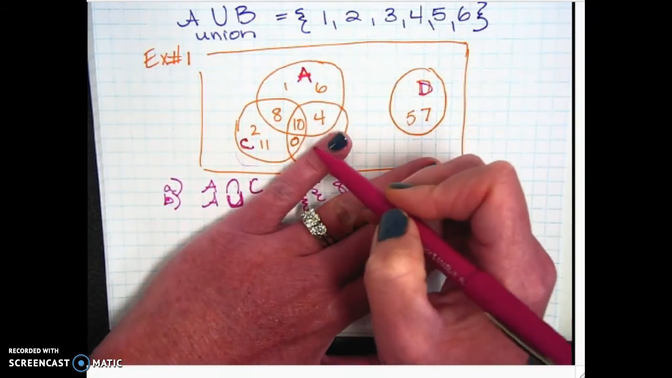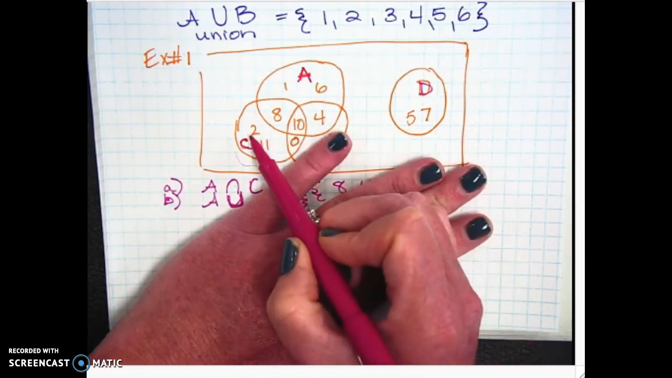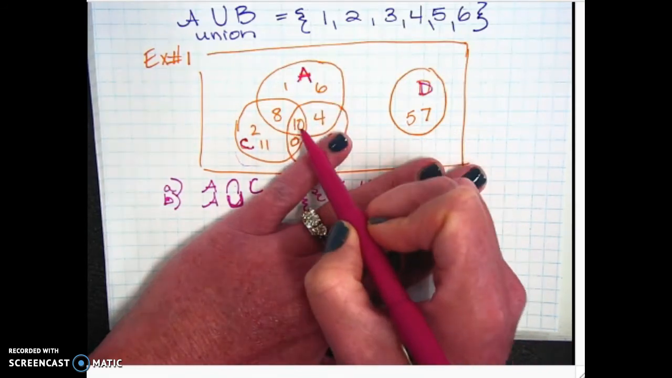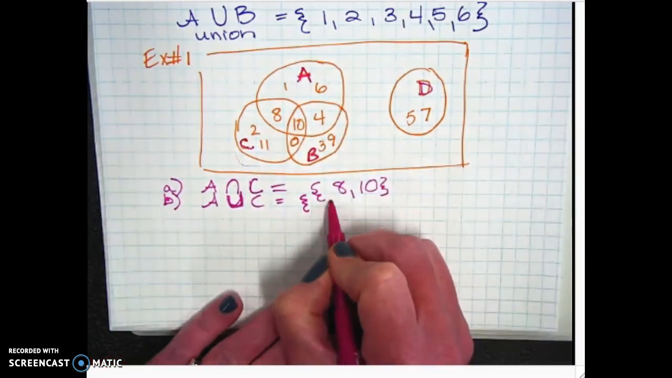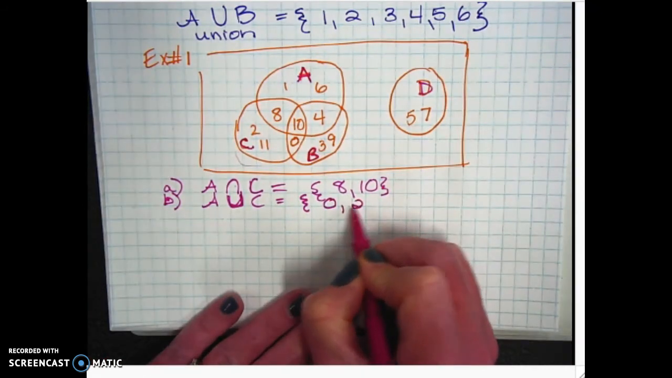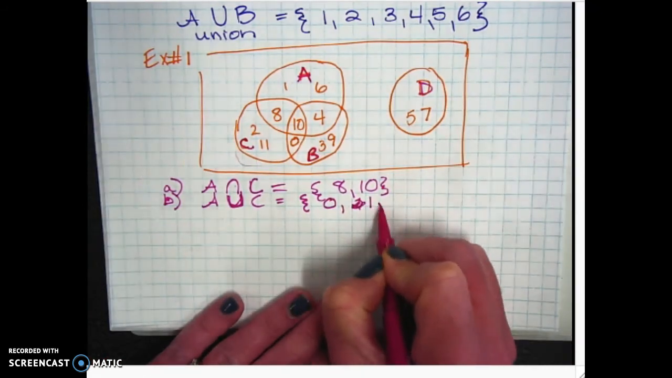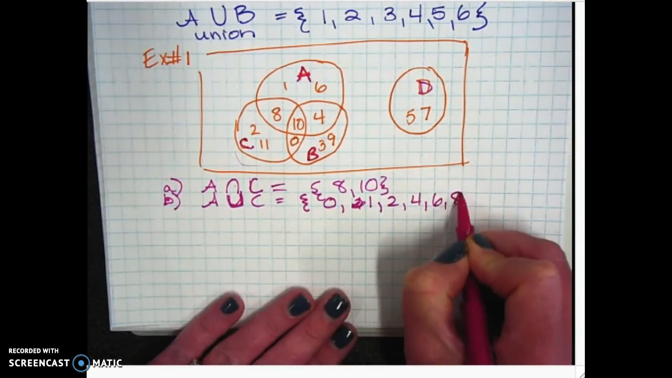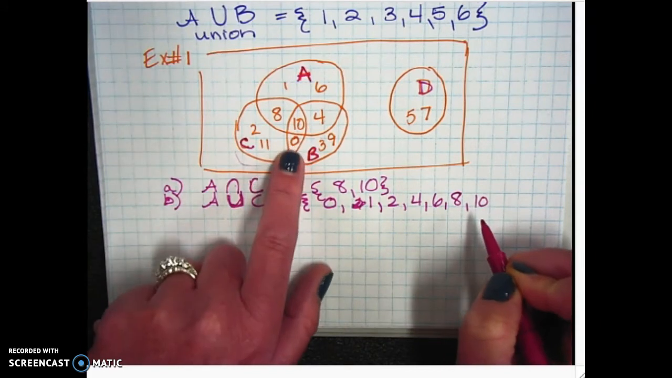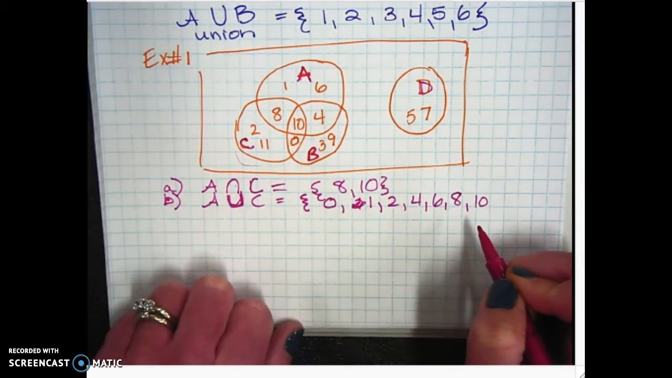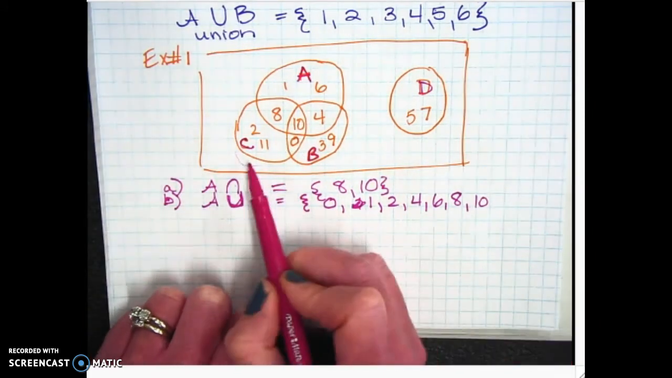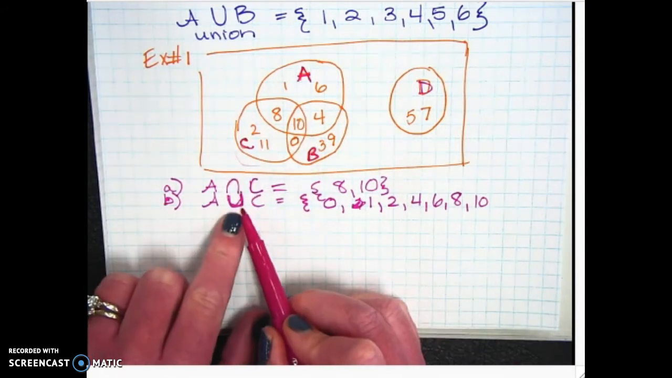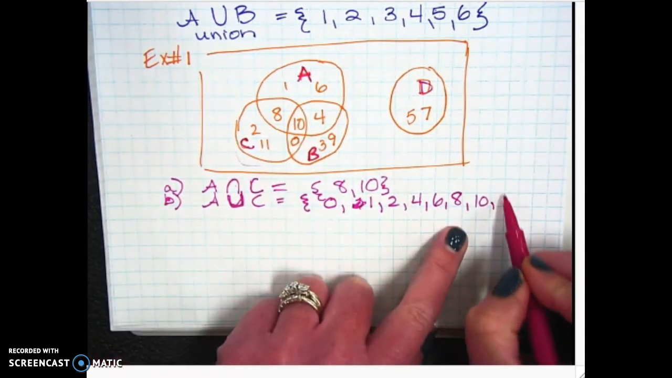So I see 0, I see 1, I see 2, 4, 6, 8, 10, and 11. So 0, oh, there was a 1, right? 1, 2, 4, 6, where's the 0? 8, 10. Zero's right there. Well, that would be not A and C. But it's still part of C. We want their union, not their intersection. Oh, I get it.